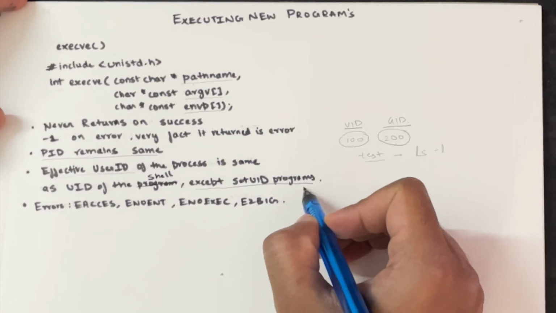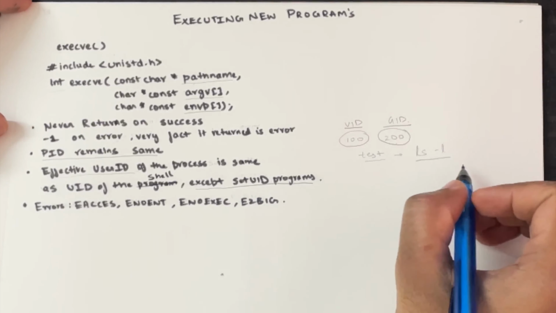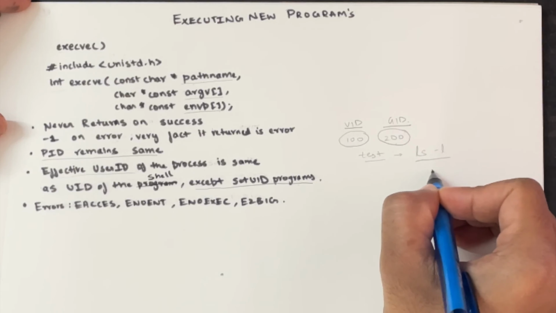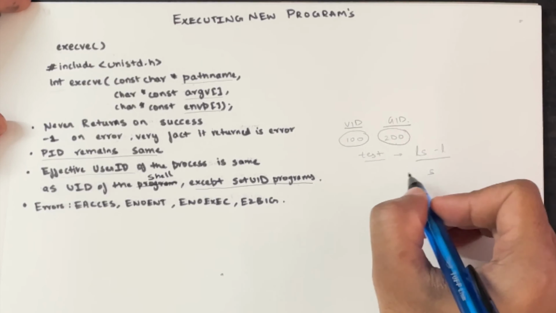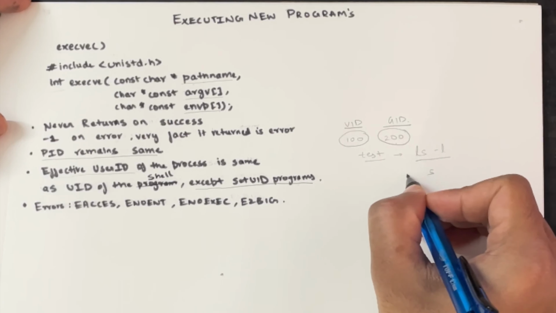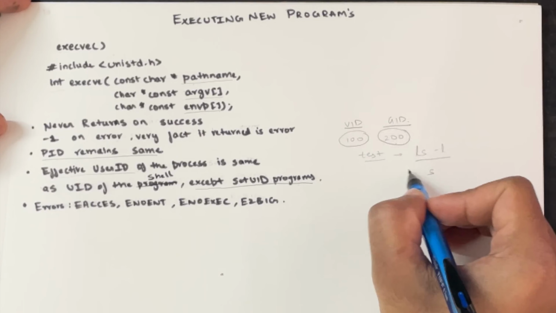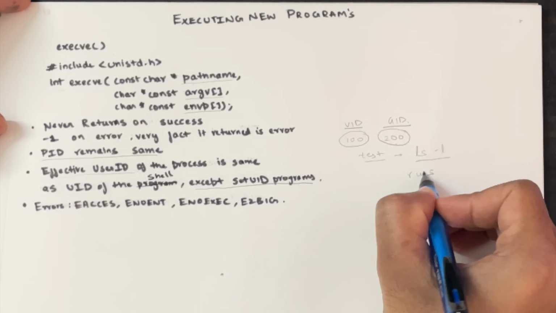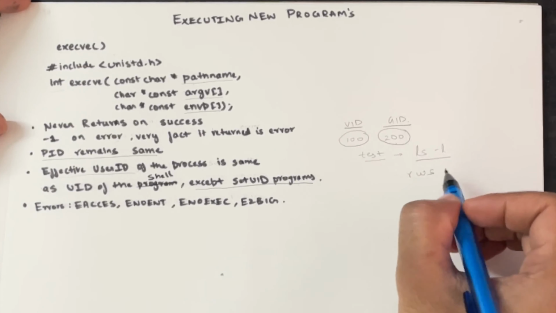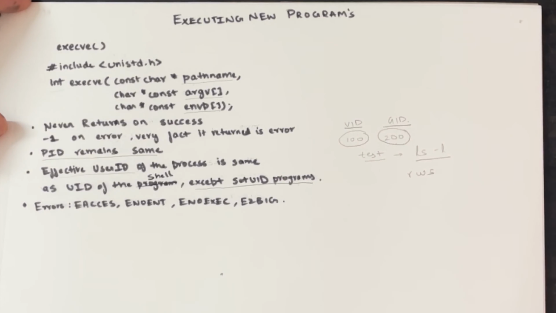The set-user-ID bit of a file can be checked with ls -l, where it would show s instead of x in the execute permission. So if this test file is read and write with set-user-ID, it would show S here instead of the execute.